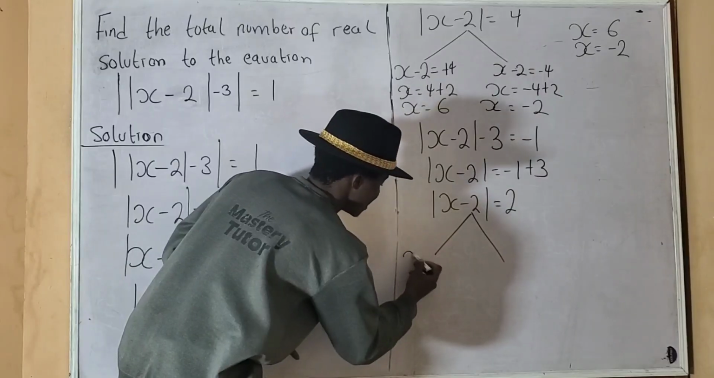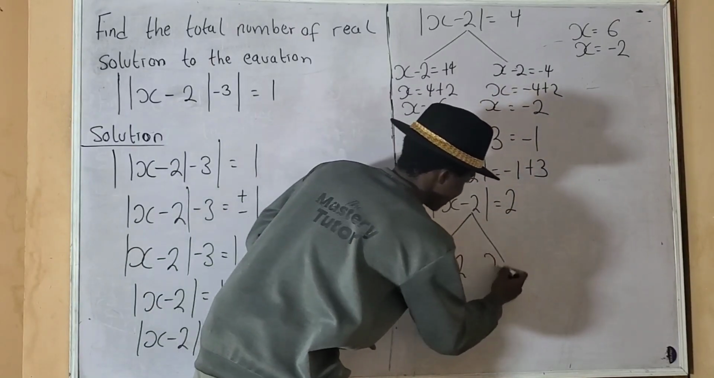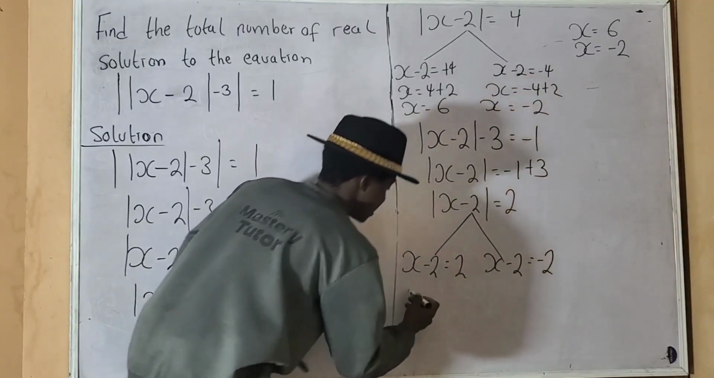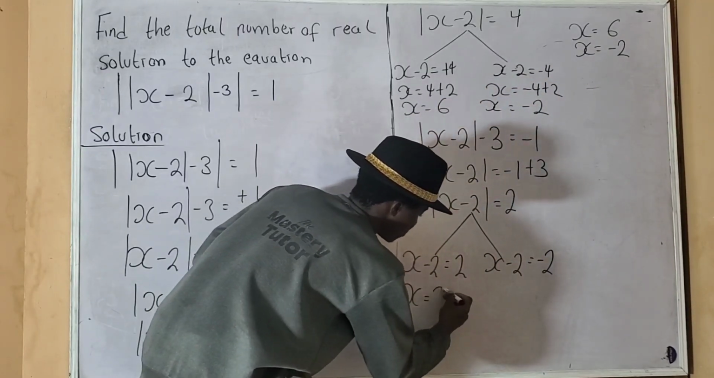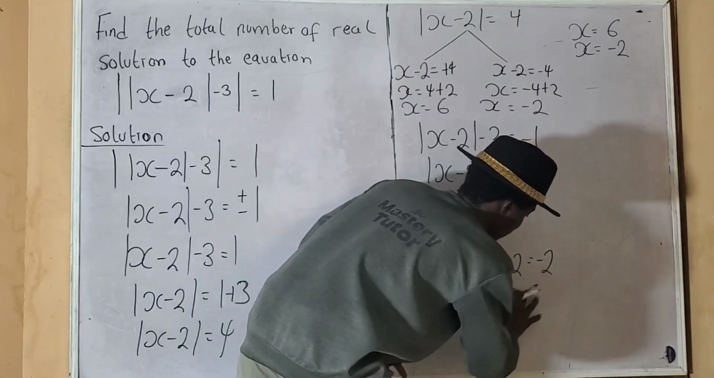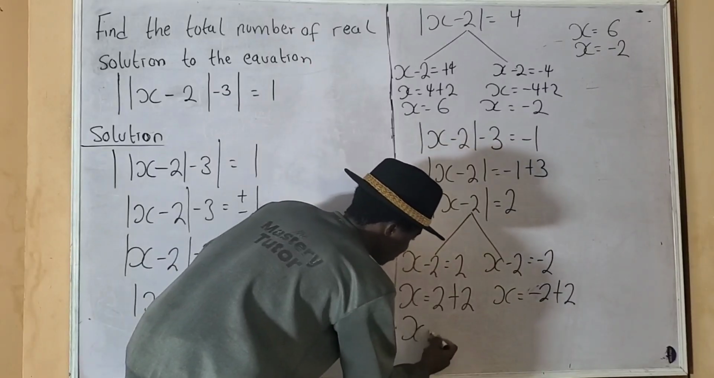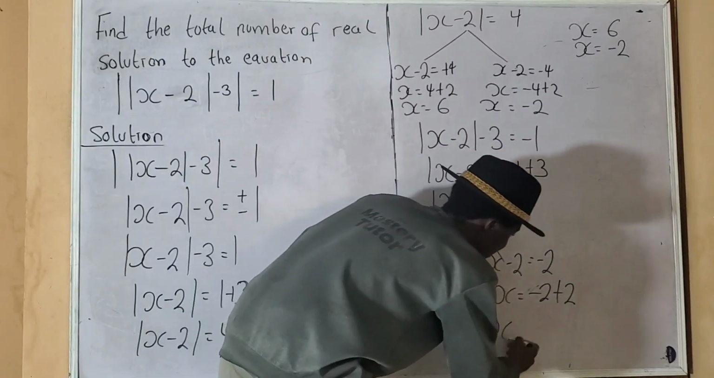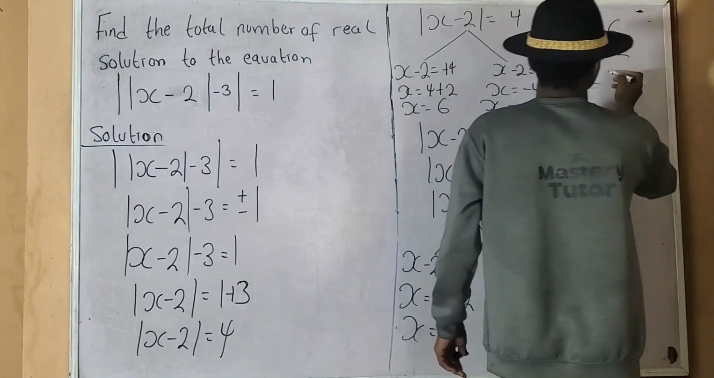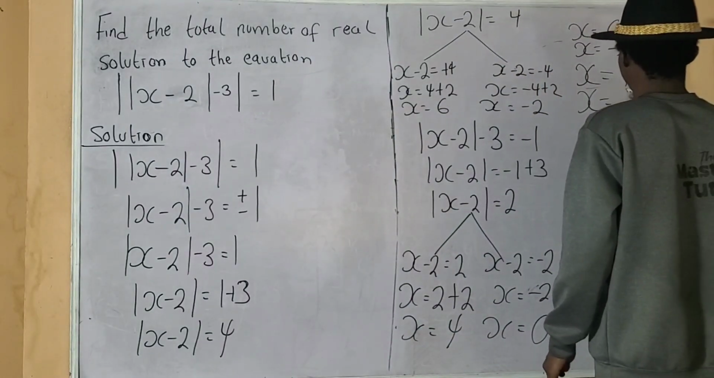Now, you can split this as well. So I'm going to have x minus 2 is equal to positive 2 and x minus 2 is equal to negative 2, okay? x is equal to positive 2 plus 2, and x is equal to negative 2 plus 2, right? So I'm going to have x is equal to 4, x is equal to 0. So the next two real solutions that we have are 4 and 0.